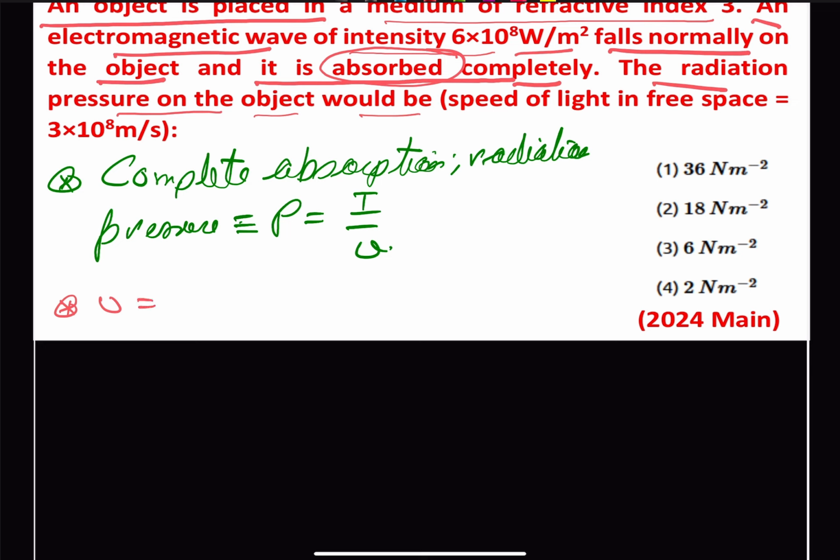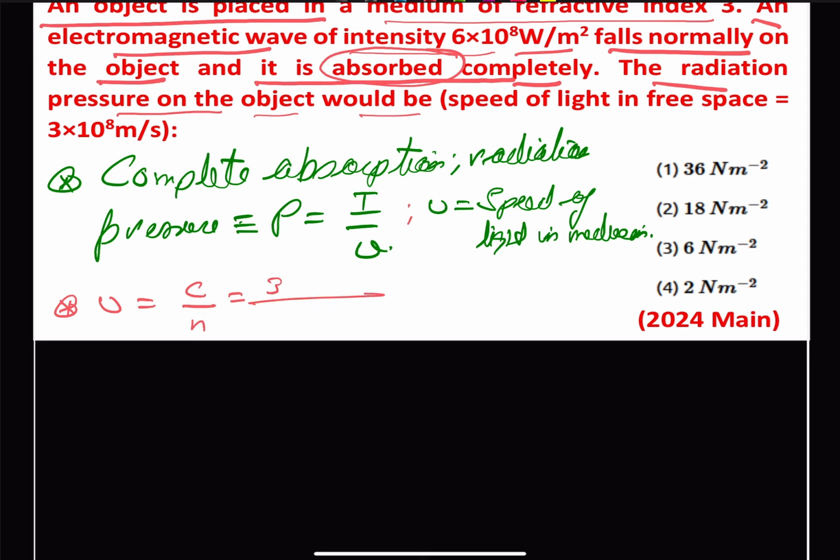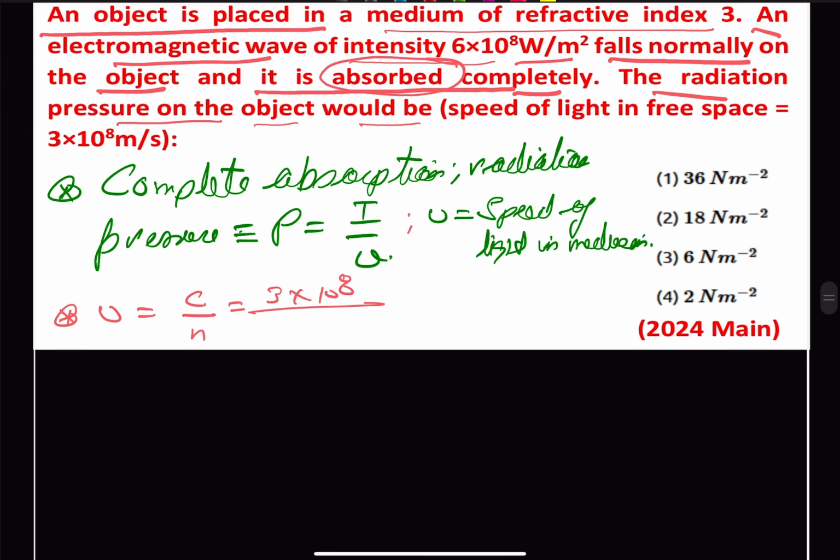We can easily find out V. So we can say V is equal to C upon the refractive index, and we have to remember V is the speed of light in medium. Therefore, V is equal to C upon the refractive index. C is 3 into 10 to the power 8. Refractive index is given as 3. So 3 goes by 3. So we get velocity equal to 10 to the power 8 meter per second.